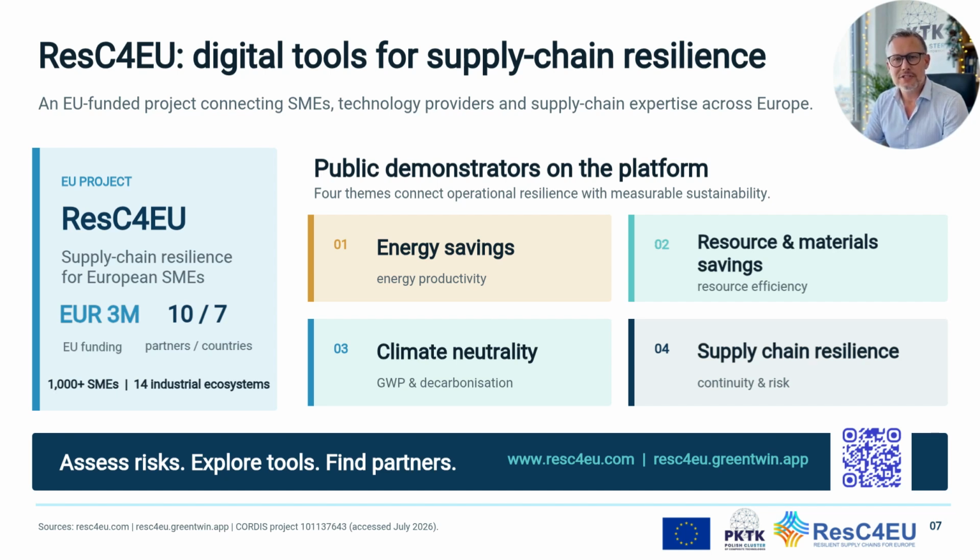The 4 public demonstrator themes show the bridge between sustainability and resilience: energy savings, resource and materials savings, climate neutrality, and supply chain resilience. The platform also presents services such as resilience self-assessment, crisis supplier identification, global warming potential calculation, risk and disruption alerts, matchmaking, and AI-tailored strategies. For a composites company, this means LCA data does not live in isolation. It becomes part of decisions about suppliers, transport, operational risk, and decarbonization. The project and platform links are shown on the slide.